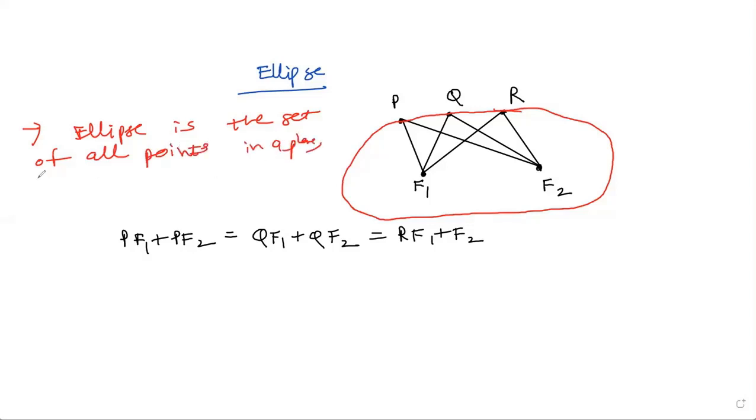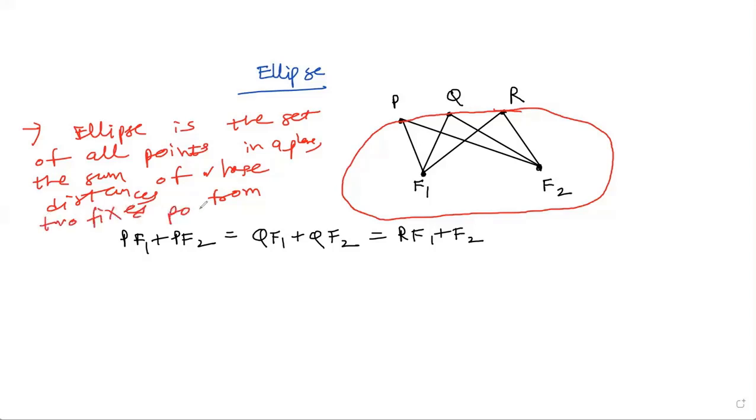The sum of whose distances from what? From two fixed points, like the way we have done before, is constant. So it's the same for all such points. Then it is an ellipse, right? And we can see that in front of us. So this is the basic idea of an ellipse.